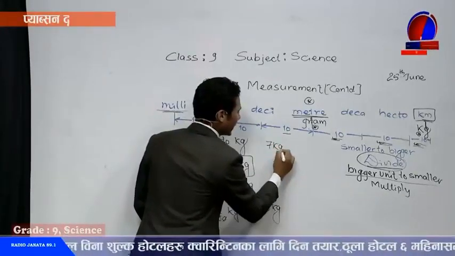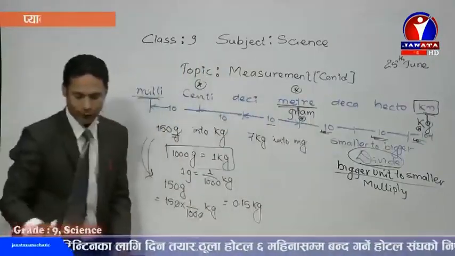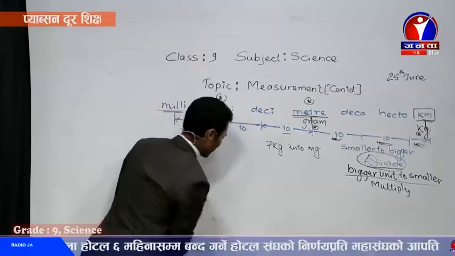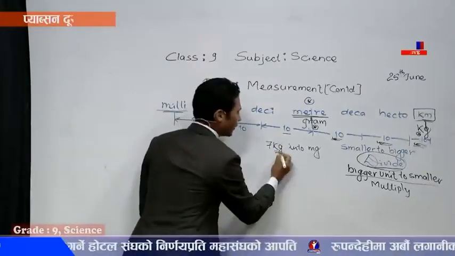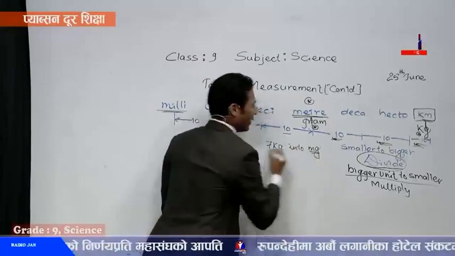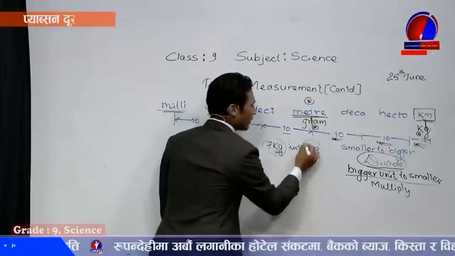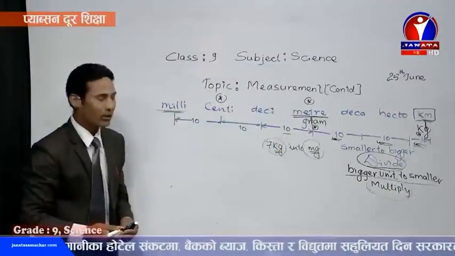7 kg into, let's say, milligram, that we want to convert. In the same way, let's check. Kg is the bigger unit, and milligram is the smaller unit. From a bigger unit to a smaller unit, that is multiplication. So what number do we multiply by?